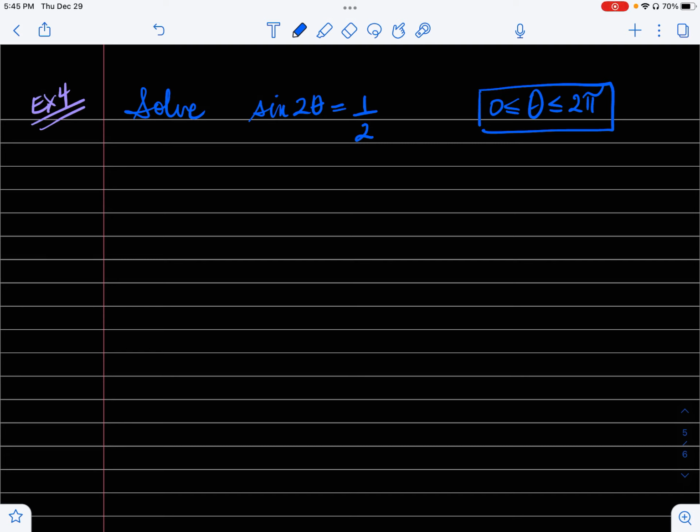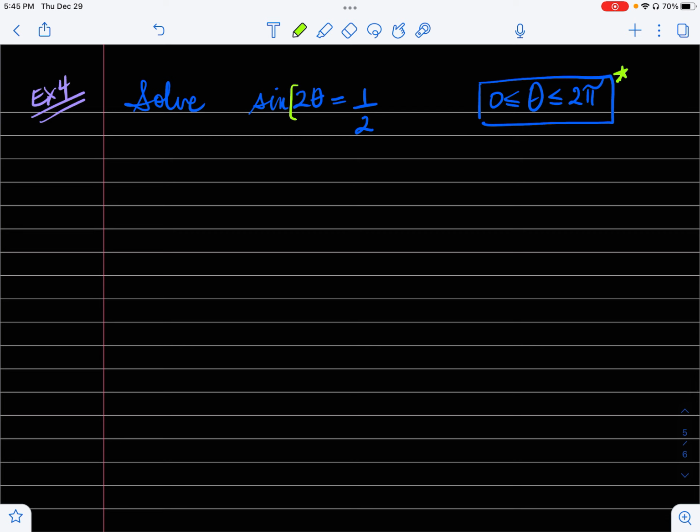And welcome back. Example 4. We're still solving equations, having fun stuff here. This equation is sine 2 theta equals half. And if you also notice, we have restrictions on our answer. The domain is restricted, basically. Theta must be between 0 and 2 pi, or theta must be between 0 and 360 degrees, which also means one full rotation.